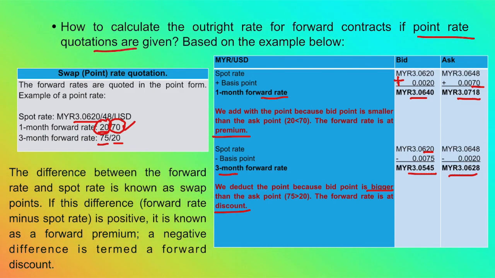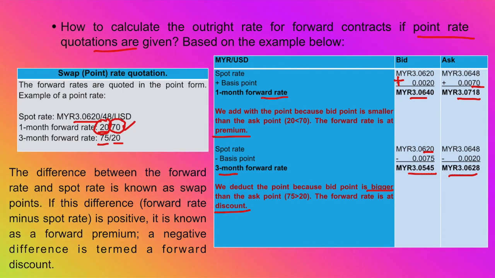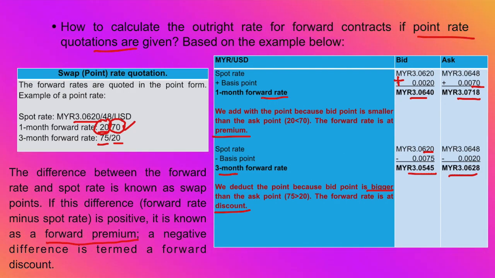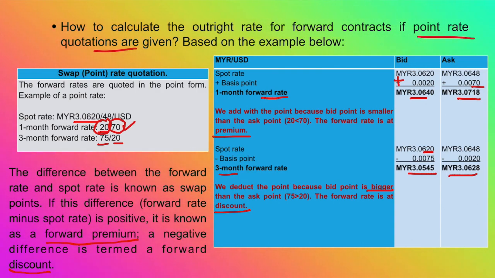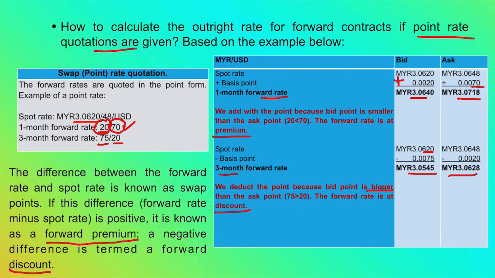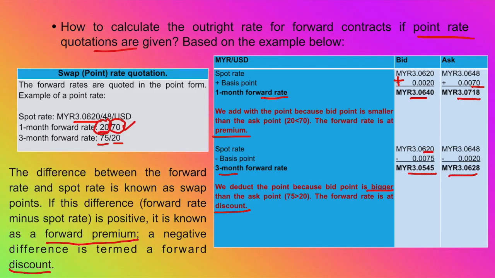Okay, the difference between the forward rate and spot rate is known as swap point. If this difference, forward rate minus spot rate, is positive, it is known as forward premium. A negative difference is termed as forward discount. Okay, I hope you will understand, but never mind, take some time to understand how it works.